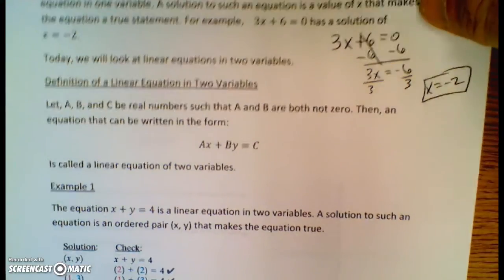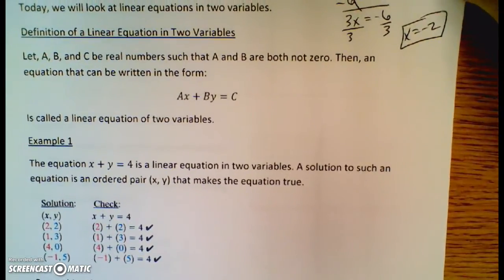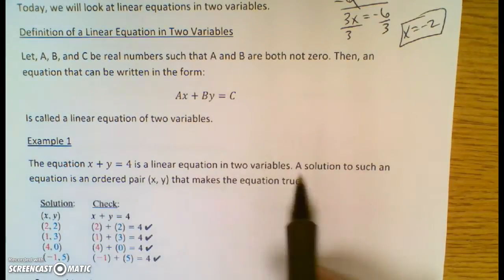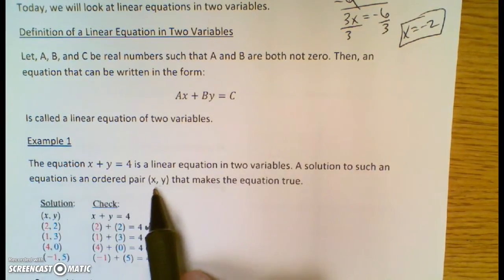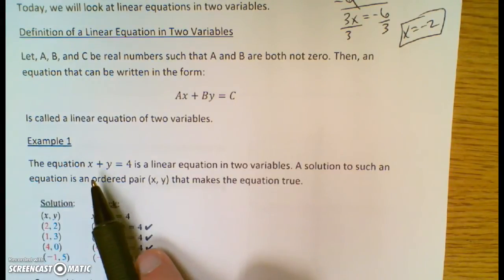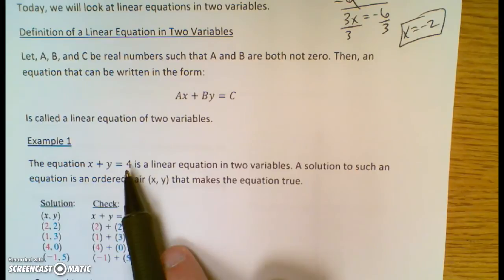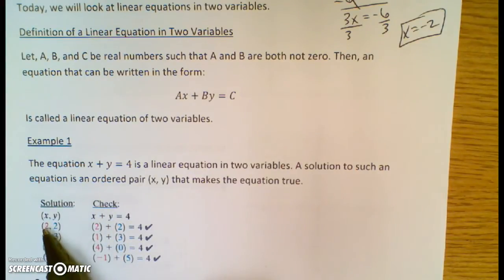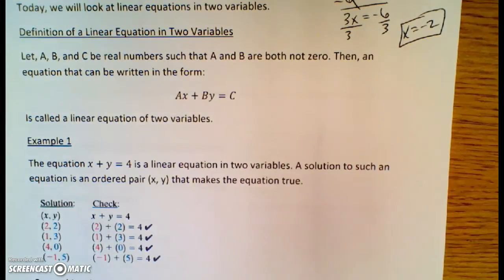The equation x plus y equals 4 is a linear equation in two variables. A solution to such an equation is an ordered pair x comma y that makes the equation true. So we worked on plotting points on the coordinate plane using x comma y. You could guess and check and think of what numbers could I add together that'll give me 4. Here's a couple solutions. If x is 2 and y is 2, 2 plus 2 is 4. X is 1, y is 3, 1 plus 3 is 4. X is 4, y is 0, 4 plus 0 is 4. So there are a lot of combinations. -1 and 5. If you add -1 plus 5, you get 4.